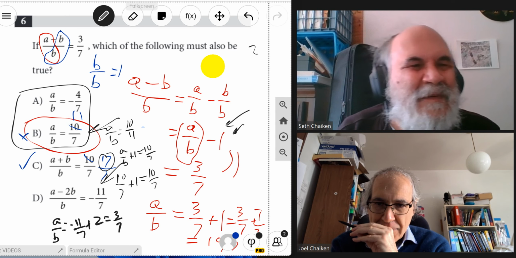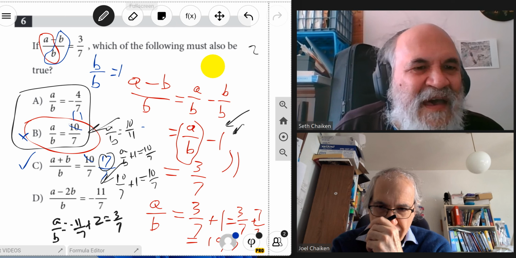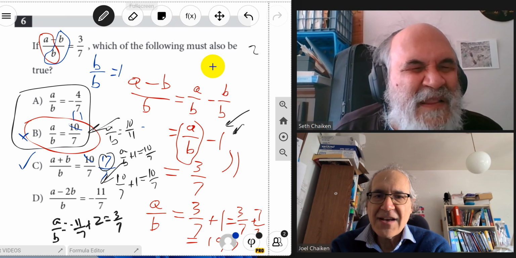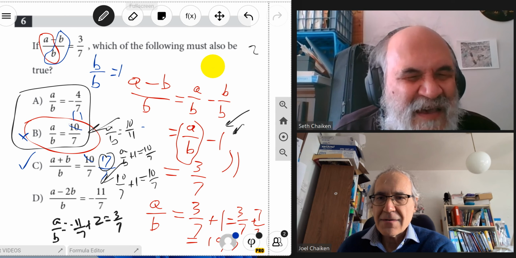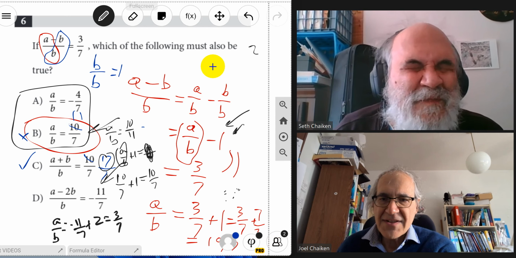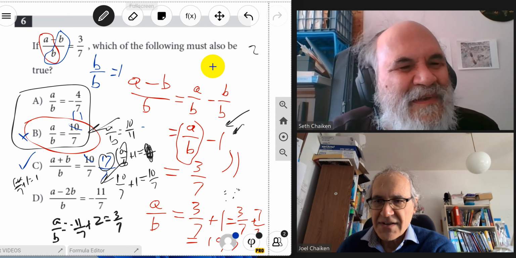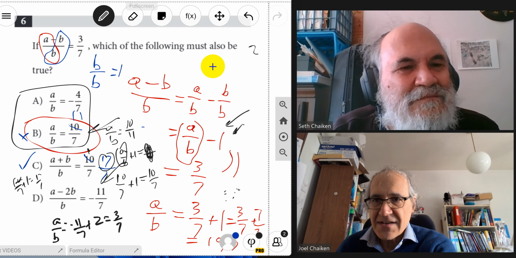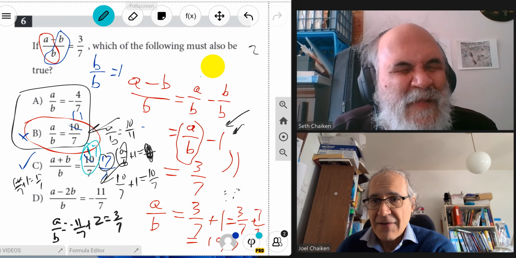Well, work it out. What is it? We know that A over B is 10 sevenths. And A plus B over B is A over B plus 1. Yeah, you're right. 10 sevenths plus 7 sevenths, 10 sevenths plus 1 is 17 sevenths. So they could have really made this 11 sevenths and 17 sevenths, and that would have been a harder question.